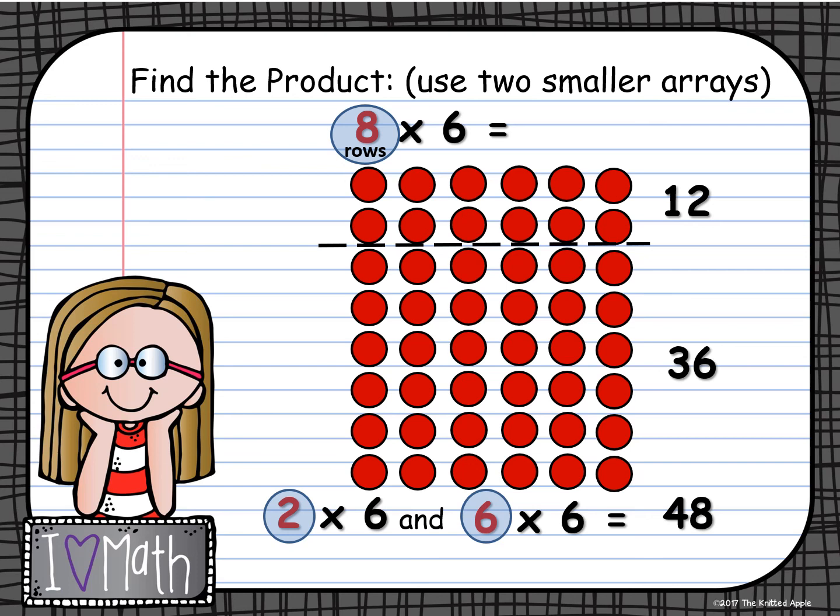So there are still 48 objects in the big array. We're just breaking it down to help us find from smaller parts the larger amount or the total objects in the large array or in all the rows. So don't forget, we can put that and make it into a plus sign because we're adding the smaller array total to the smaller array total to get the larger array's total, which is 48 total.